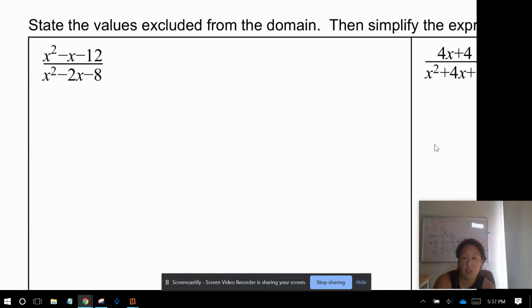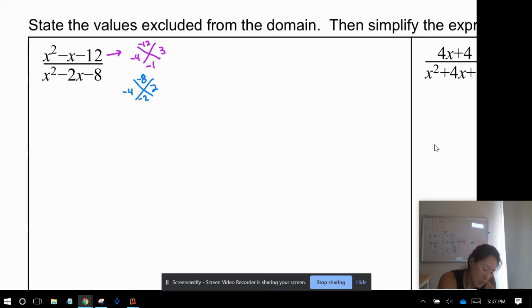The first thing we do is factor everything. That's what we do. Factor first. So number 1, factor. I'm going to take x squared minus x minus 12. I'm going to use the big X, negative 12 and negative 1. What multiplies to negative 12 and adds to negative 1? That would be negative 4 and 3. And then in the bottom, I have negative 8 and 2. What multiplies to negative 8 and adds to negative 2? Negative 4 and 2.